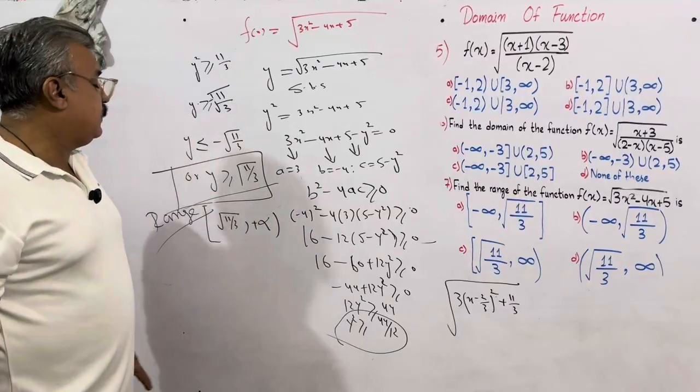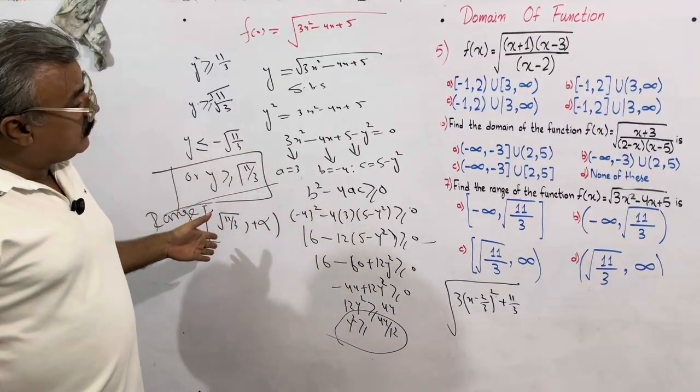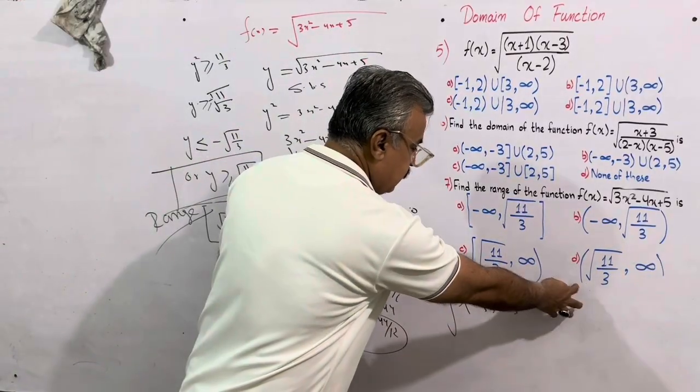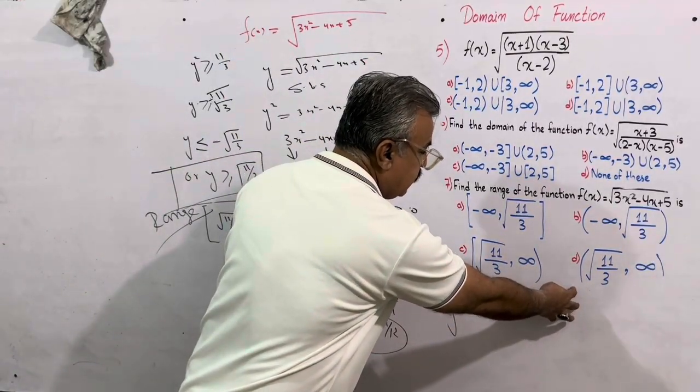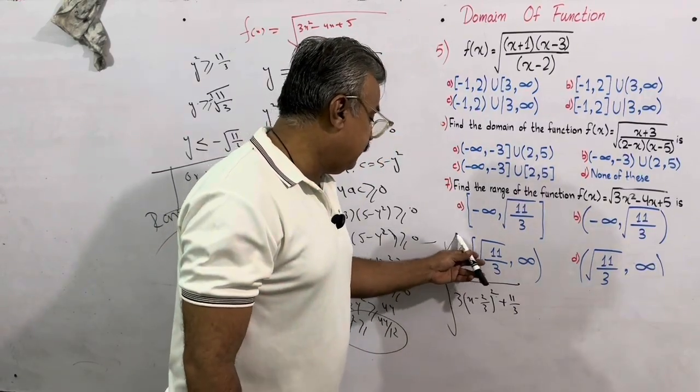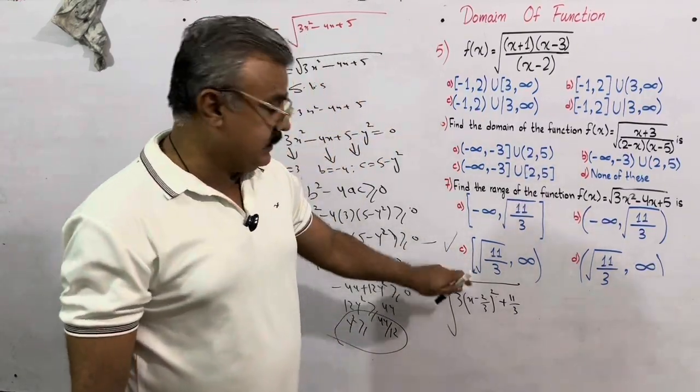The positive portion from under root 11 over 3 towards the right hand side, that is our option. This is an open interval at infinity, and under root 11 over 3 is included. This is our answer in that case.